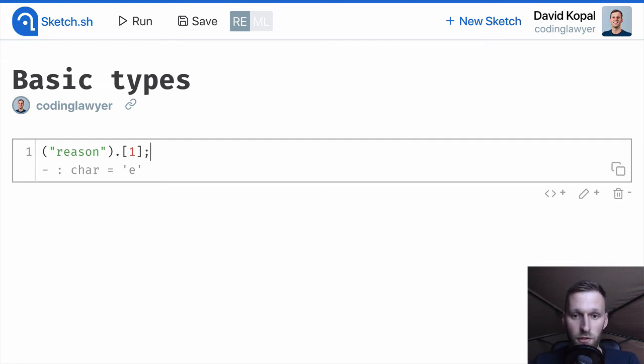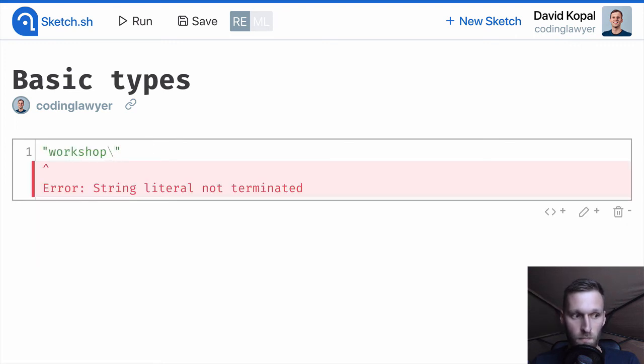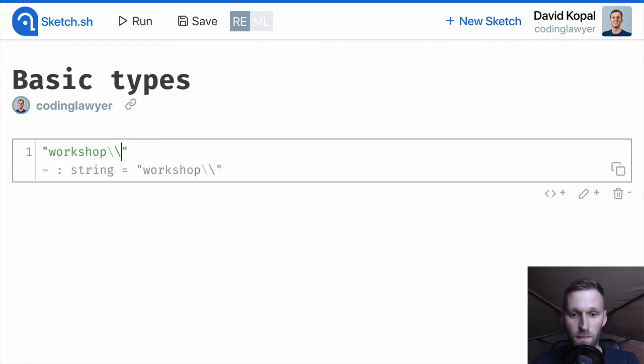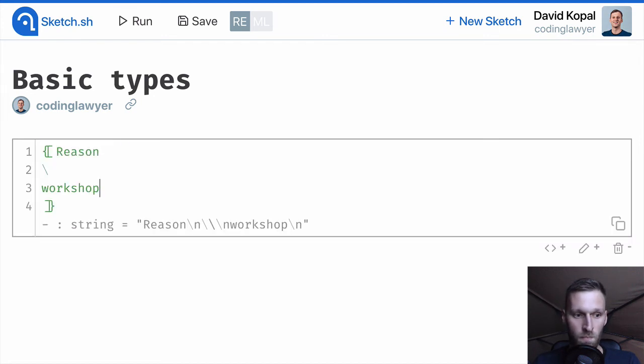Also, you need to remember that special characters in strings need to be escaped. You can see we got an error because we need to use a double backslash to escape this. Now it works. In Reason, we can use a so-called quoted string. Let's take a look. This special syntax for a string allows us to write a multi-line string, and we don't need any special characters to escape them. It's similar to JavaScript backtick string interpolation.